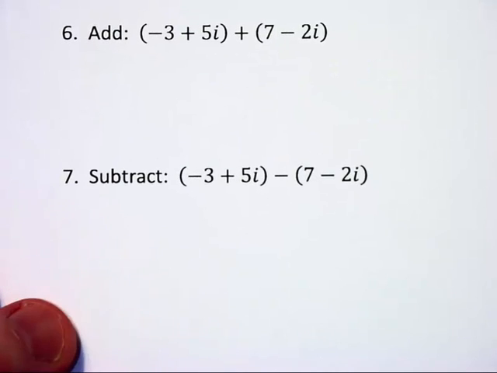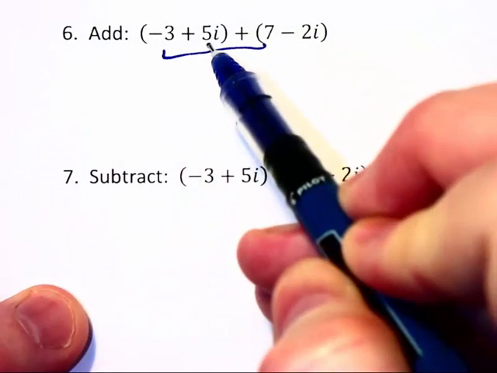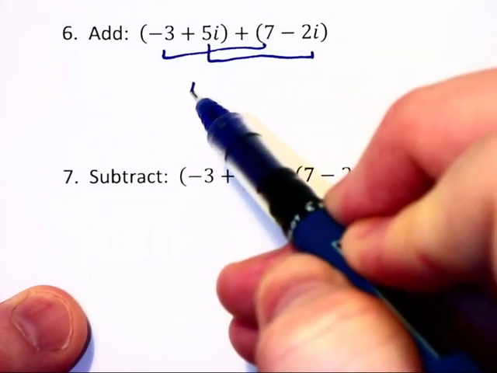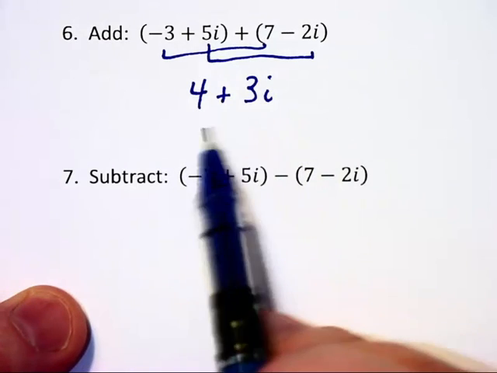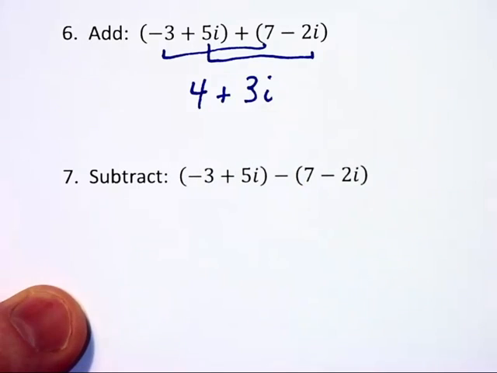When it comes to adding and subtracting complex numbers, basically you're combining like terms. Combine the real numbers and the imaginary parts separately. This is going to give us, for this problem, 4 plus 3i. Now, never write this as 3i plus 4. It's always the real part first, the imaginary part afterwards.